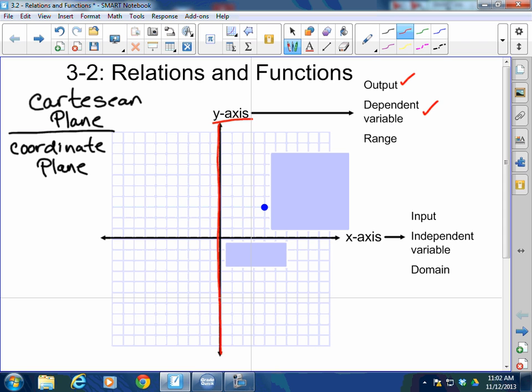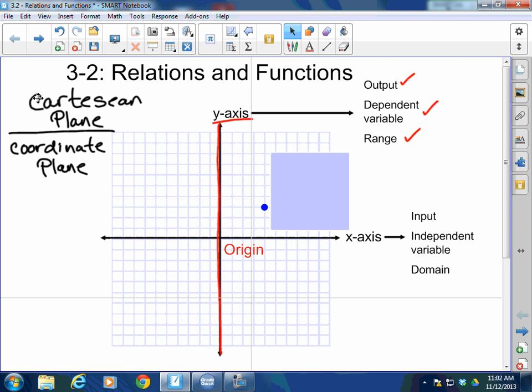And it is also known as the range. So the values on the y-axis are the outputs, the dependent variables, and or the range. So y values are output, dependent variable, or the range. The x values are the input, independent variables, and the domain.